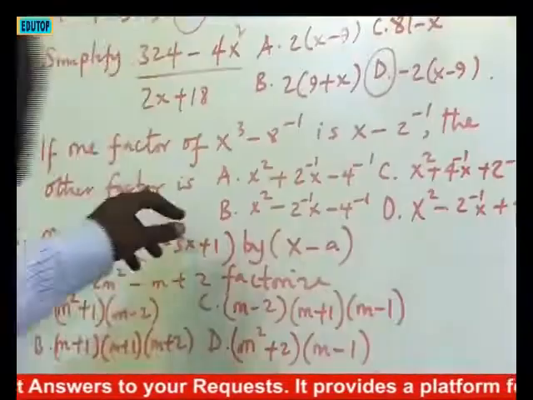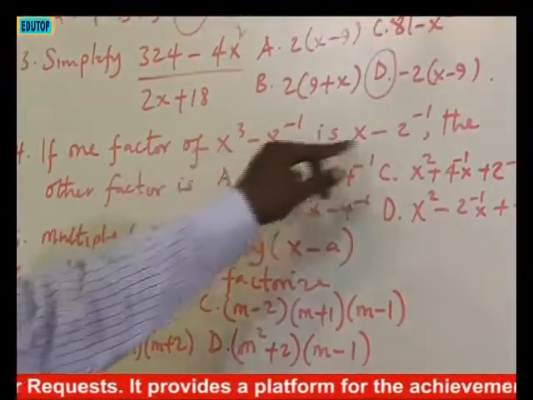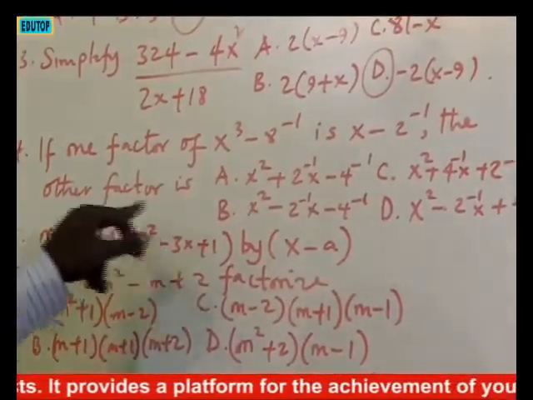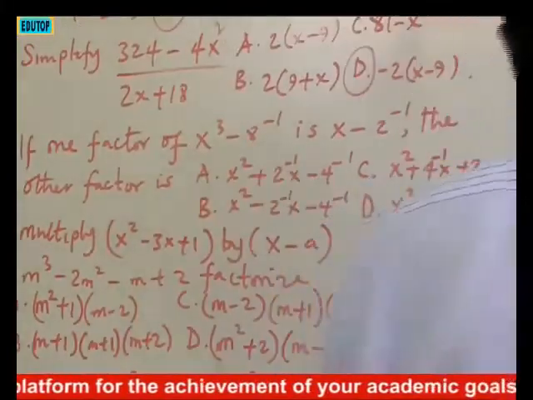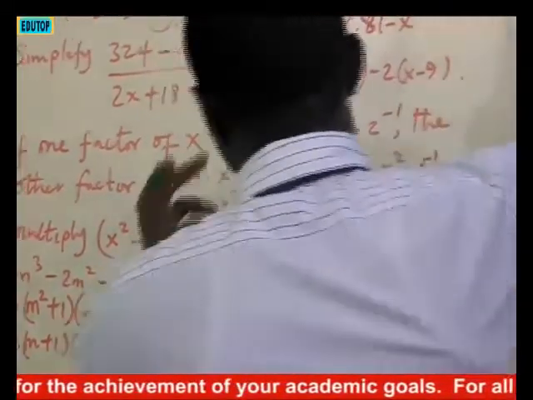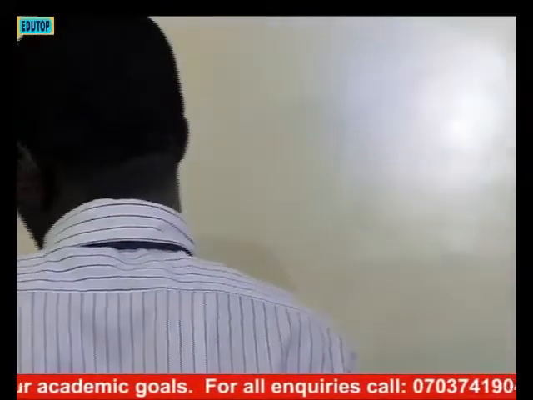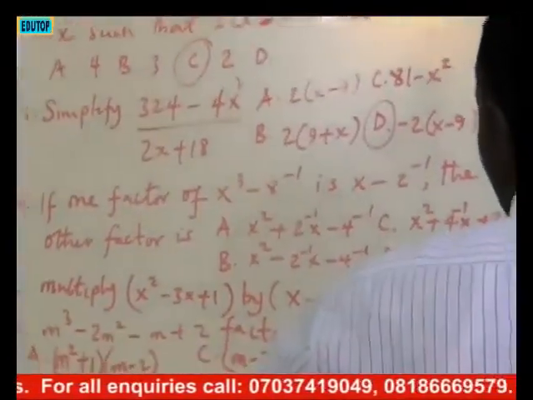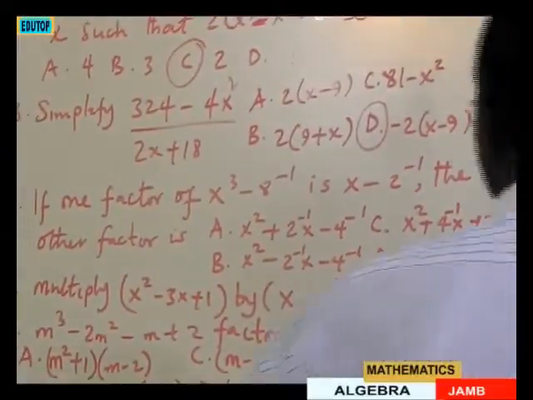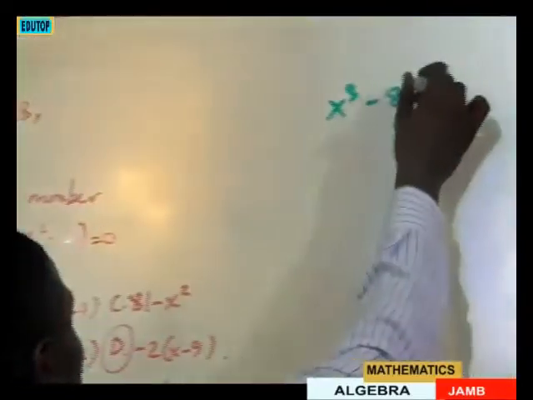Now to question 4, we see that if one factor of this is equal to the other factor is, now look at what you have. That is why I said earlier this is testing difference of two cubes, but it takes somebody that has a sound understanding of mathematics to recognize that this is testing for what? Difference of two cubes. How do I know? Look at this. X raised to power 3 minus x raised to power minus 1.